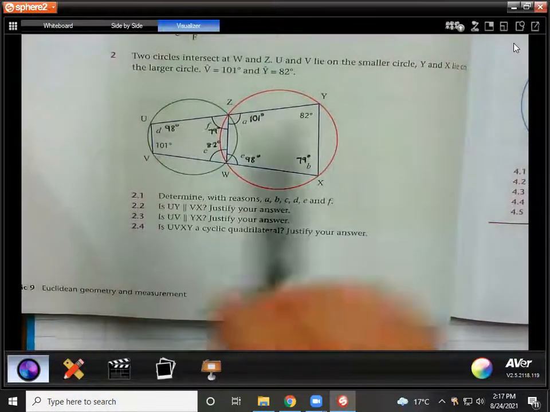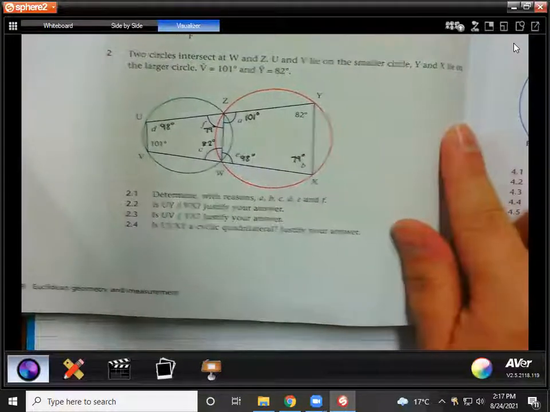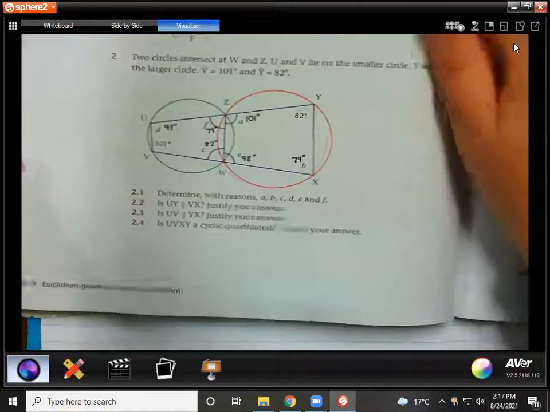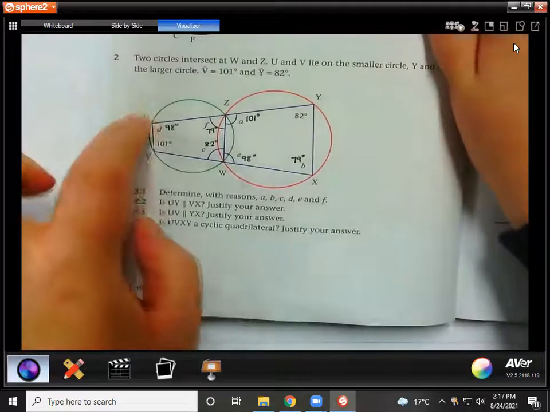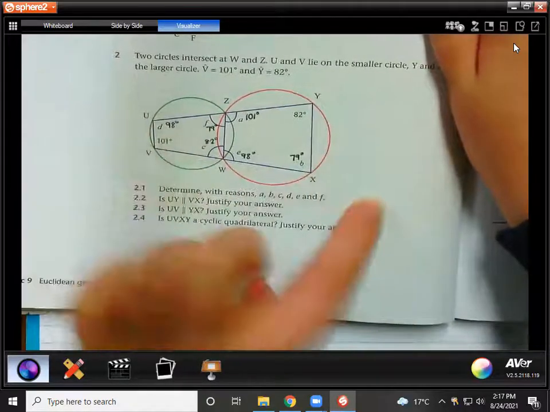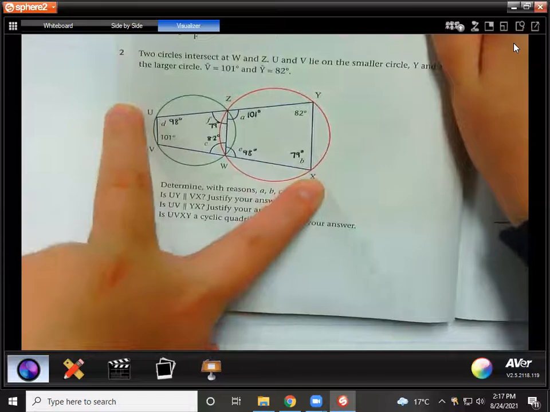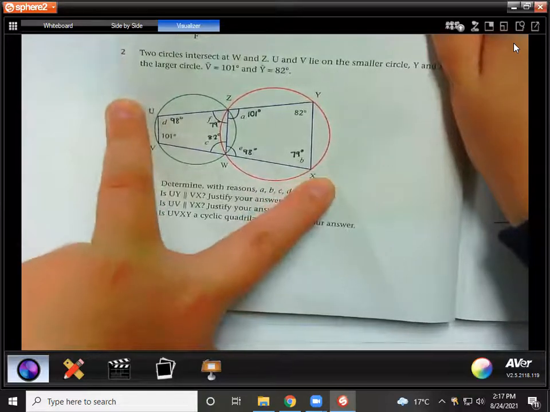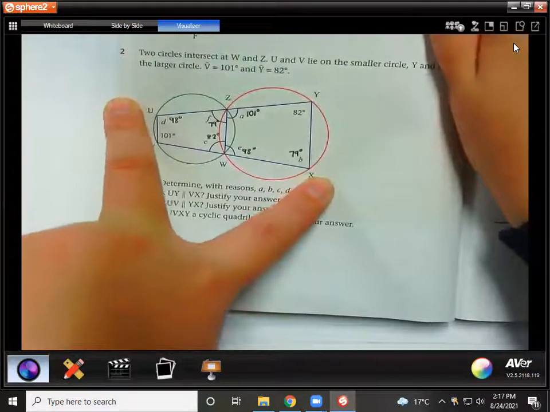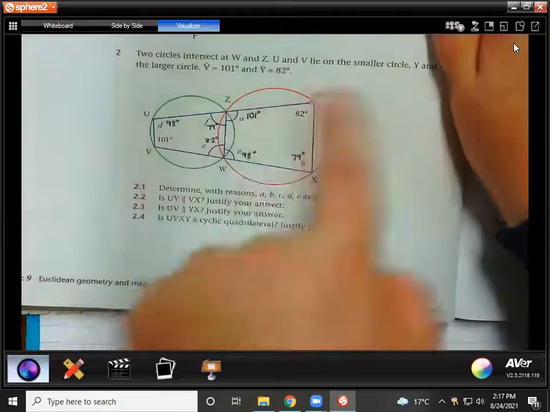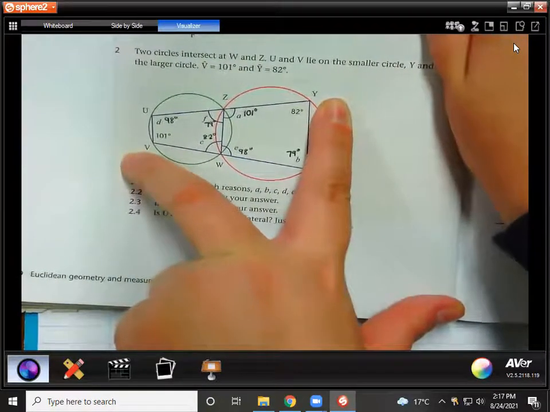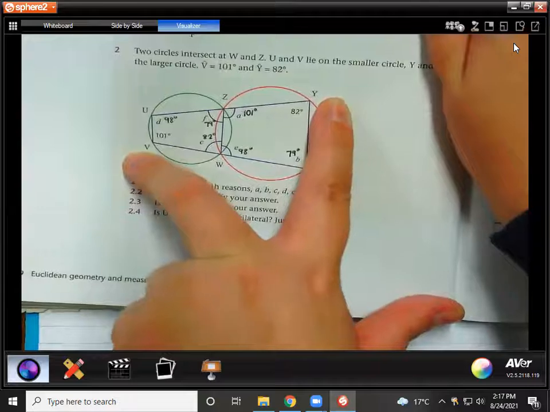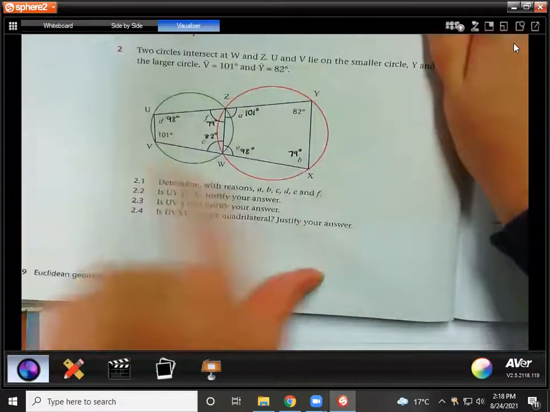Justify your answer. Now guys, the first method of proving whether something is a cyclic quad or not is usually to check if the opposite angles add up to 180. So if this is the quad we're looking at, then U and X would be opposite. Is 98 plus 79 equal to 180? No. What about these ones? 101 plus 82, that's 183. So not 180 degrees. So this is in fact not a cyclic quad. Okay, so 2.4.